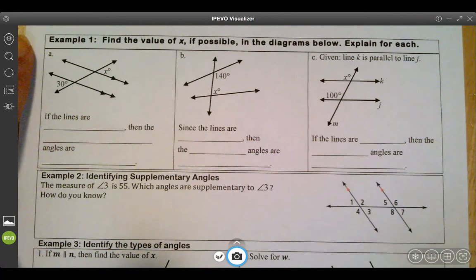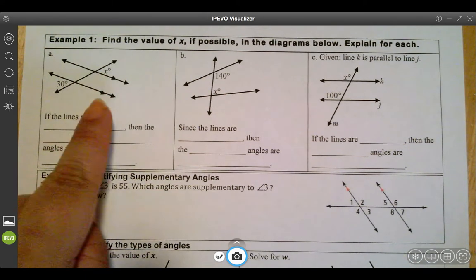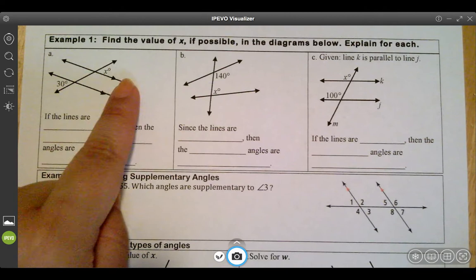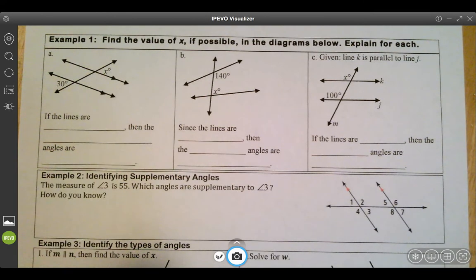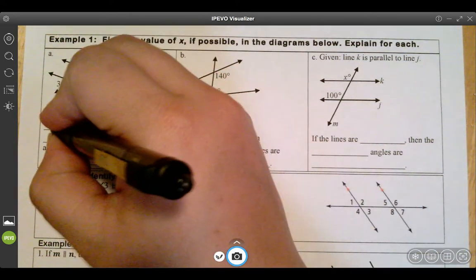So in this example, we want to find the value of x if possible, and we're using those properties of the transversal and parallel lines in order to find these values. So first we need to determine, are these lines parallel? We're not going to assume that they're parallel, but we need to know if those two lines are parallel. Because they have the little arrow, the little triangle marking, we know that they're parallel.